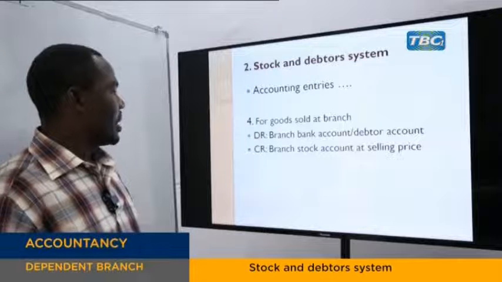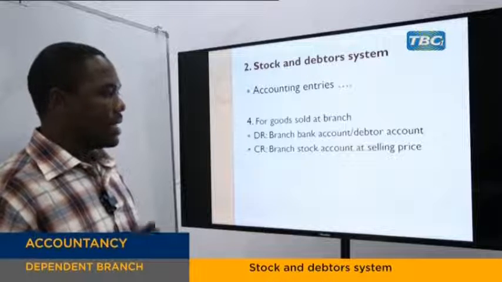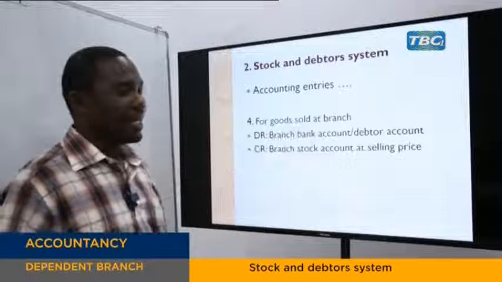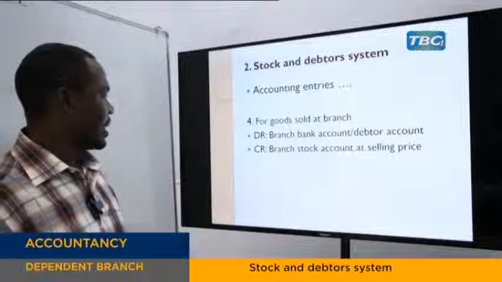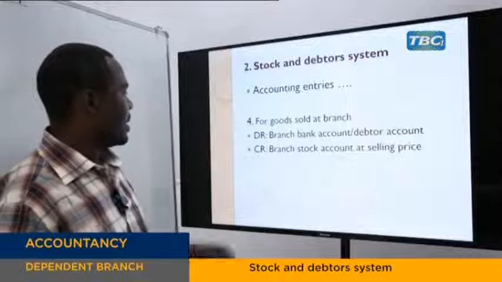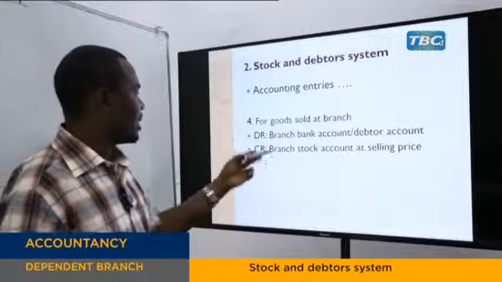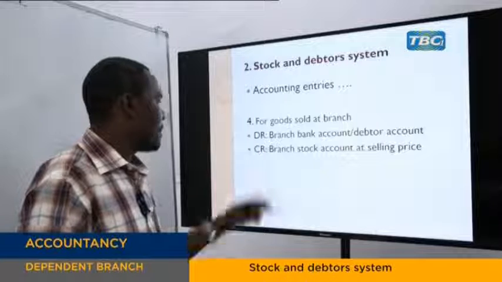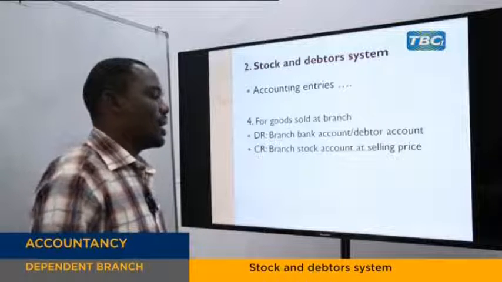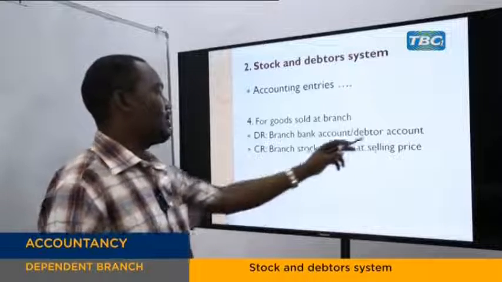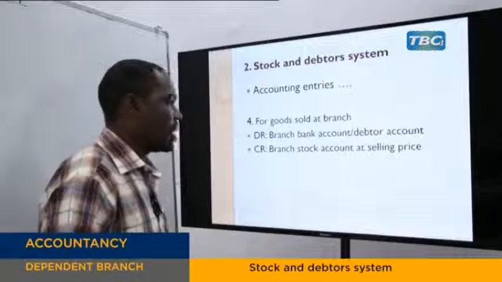For goods sold at the branch, sales by the branch may be either cash sales or credit sales. If it is cash sales, we are going to debit the branch bank account, and if it is credit sales, we are going to debit the branch debtors account.